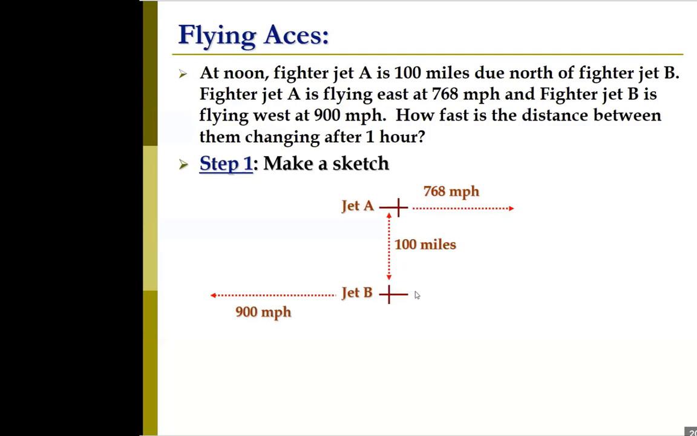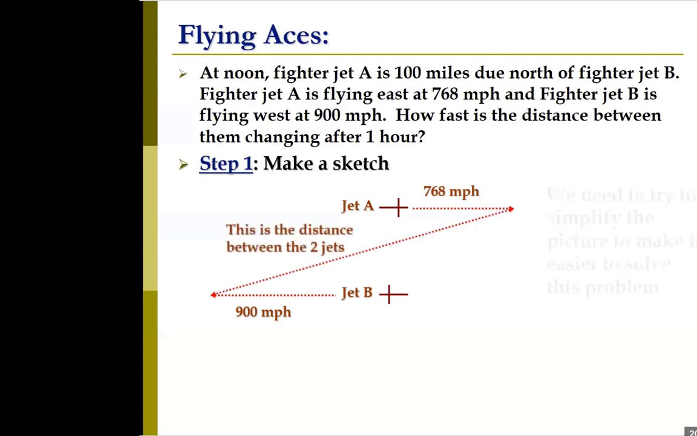At least on average. And so we have this, and we want to find how fast the distance between them is changing. How fast is this distance from one jet to the other jet? How is that changing? And we can draw a line there. And then what we want to do is look at what are the geometric shapes that we're drawing and what's the relationship. And you could say, well, we have two similar triangles, which is absolutely correct. But that is not what I would be using, just to let you know.